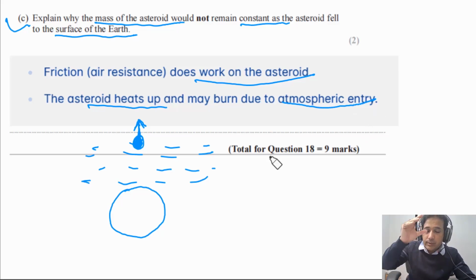In this case the asteroid is falling, even if we imagine it started from rest, so its potential energy has to be converted into kinetic energy. But due to air resistance, not all the potential energy will be converted into kinetic energy. Some of the energy will be converted into thermal energy. So it will heat up and lose mass due to burning.